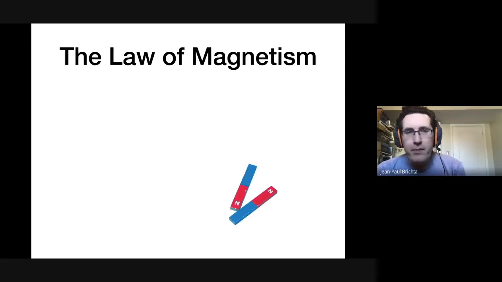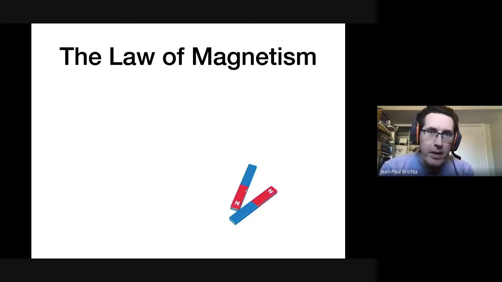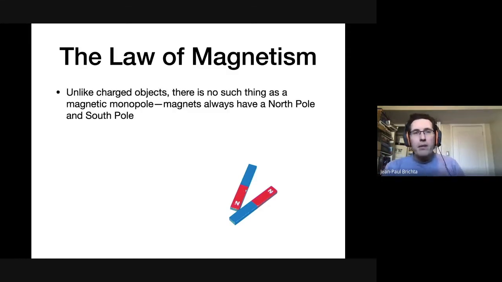Okay, so to start off, let's start with the basics of the law of magnetism. This is the one that you've probably heard before. The first thing is that unlike charge, when we talked about charge, you could have a charged object as small as a proton, or it could be a charged sphere that has some surface charge density. The idea is that charges can exist as even just a single elementary charge, whether it's positive or negative.